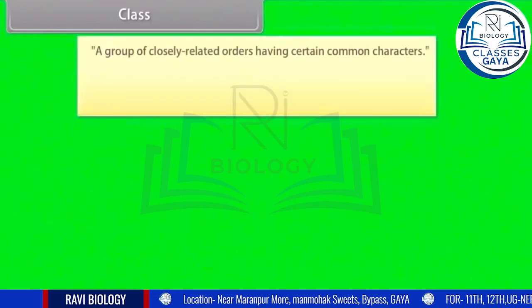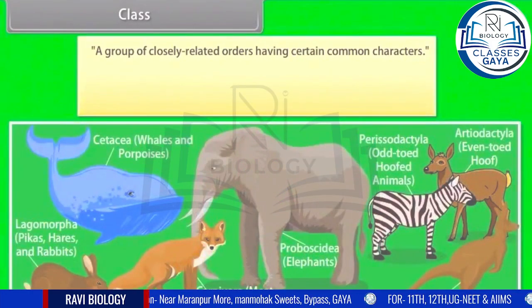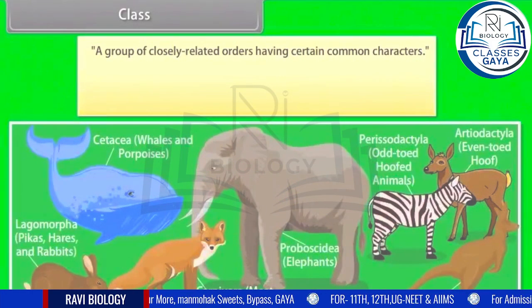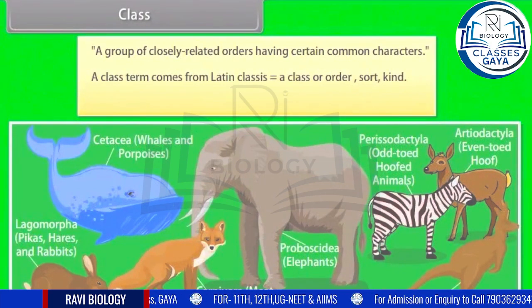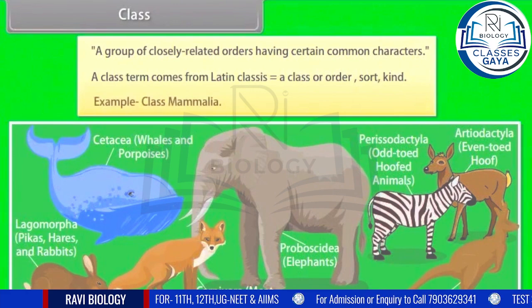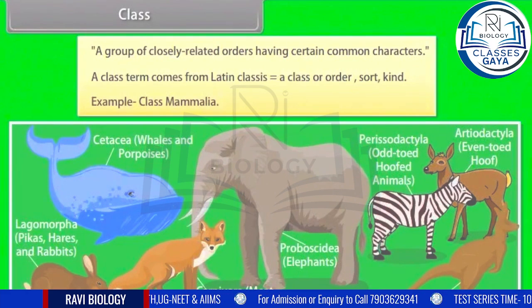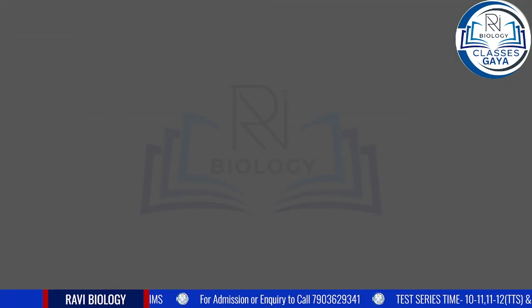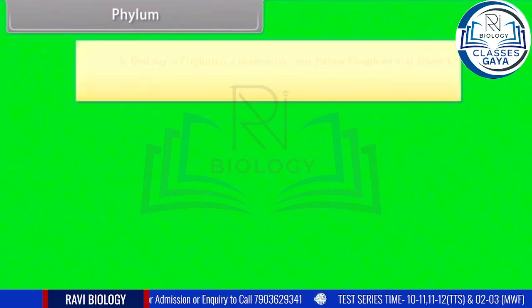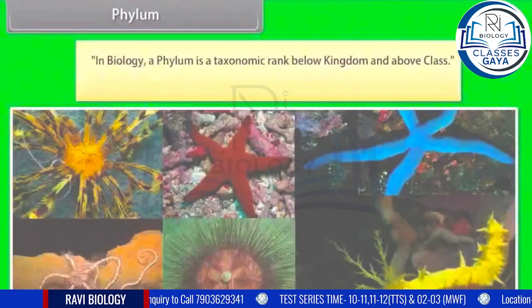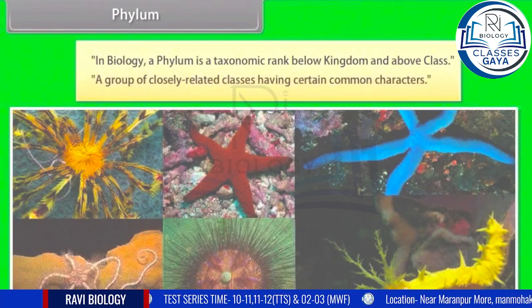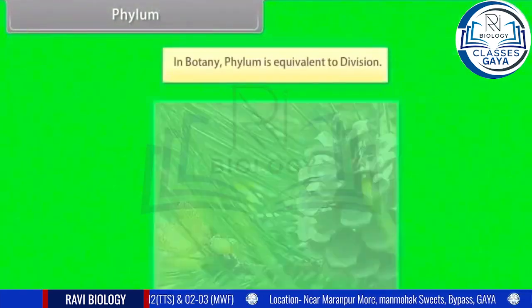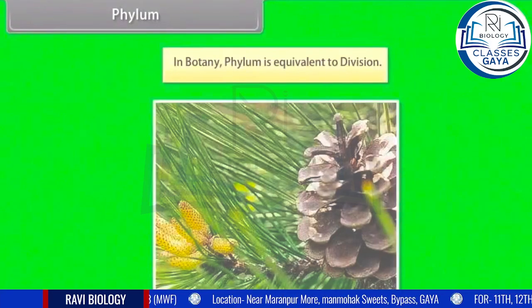Class. A group of closely related orders having certain common characters. The term class comes from Latin classis, a class or order, sort, kind. Example, class Mammalia. Phylum. In biology, a phylum is a taxonomic rank below kingdom and above class. A group of closely related classes having certain common characters. In botany, phylum is equivalent to division.